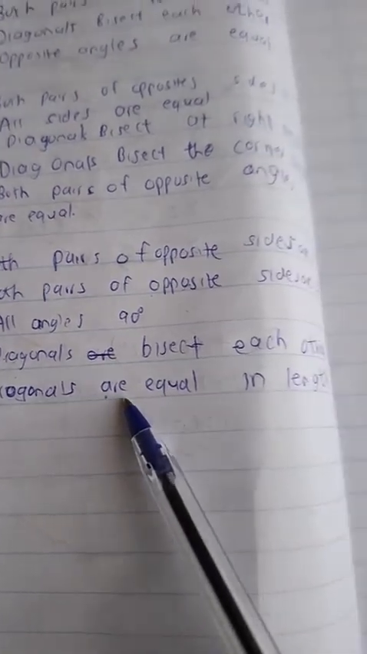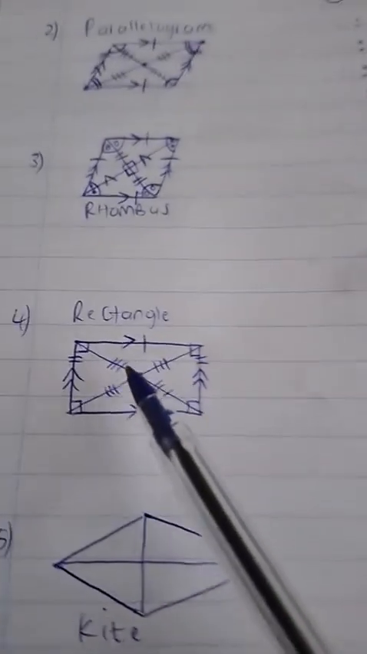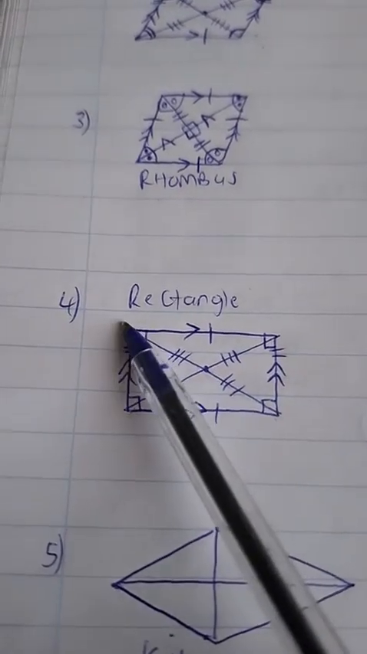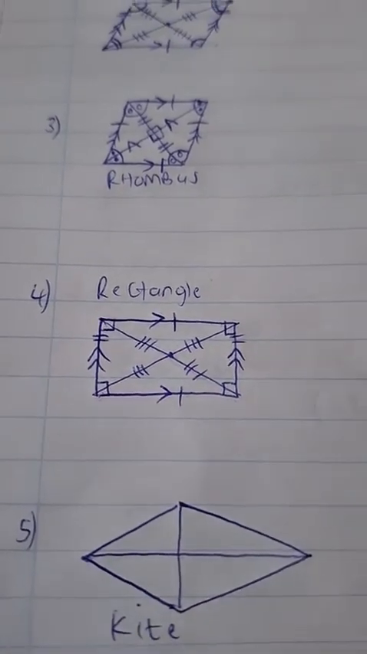Then lastly, the diagonals are equal in length. A rectangle has diagonals that are equal in length. So this diagonal is equal to that one. And that's very important. So how many properties are those?